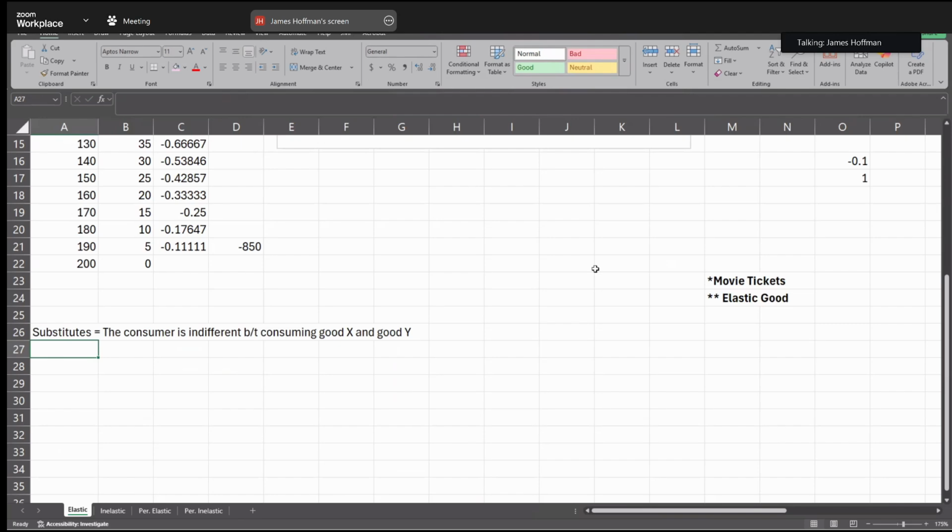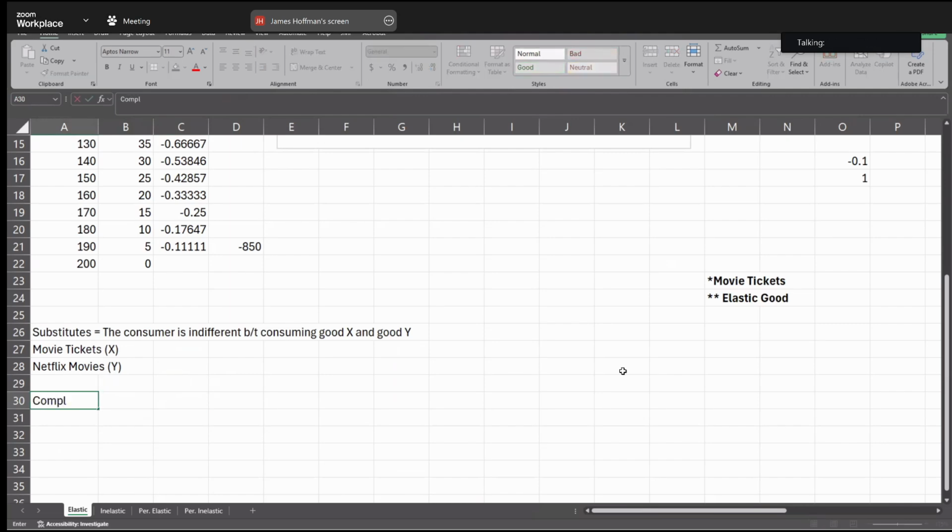So the example from before was movie tickets. That would be good X. And what's the substitute for movie tickets? Netflix, exactly. That's good as well. So, we'll look at in a minute, if the price of Netflix, not directly comparable because it's a monthly price, but still, if the monthly price of Netflix goes up, that should have an effect on the demand for movie tickets.